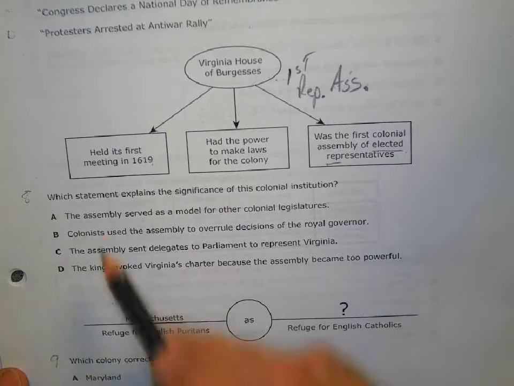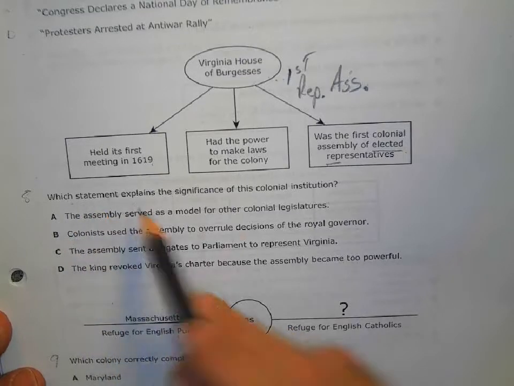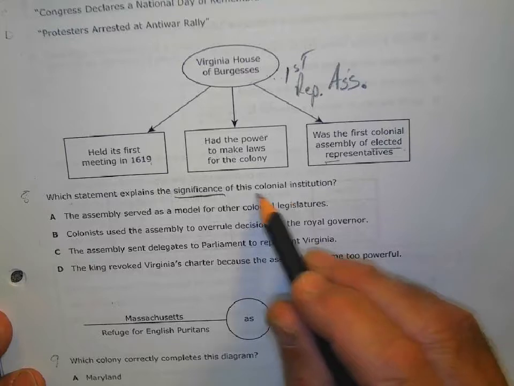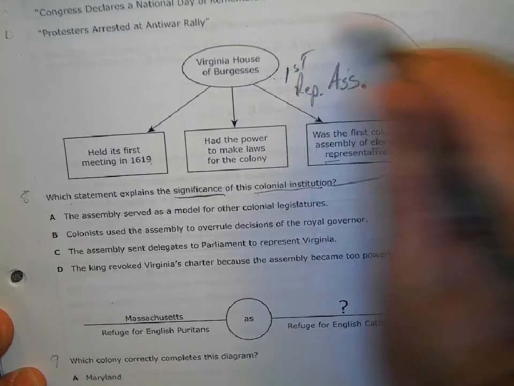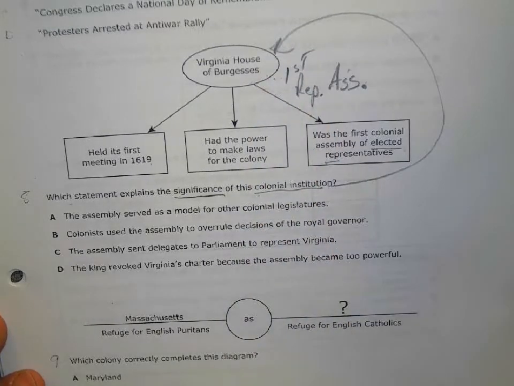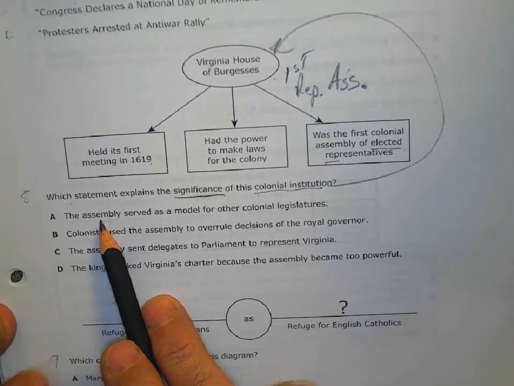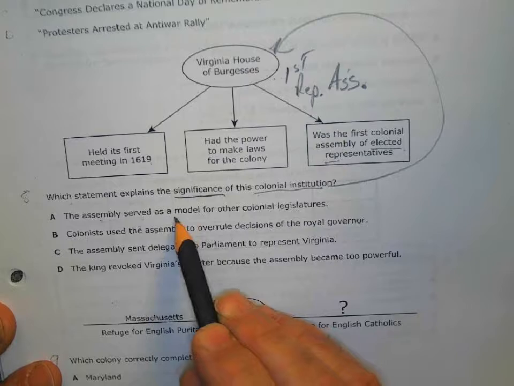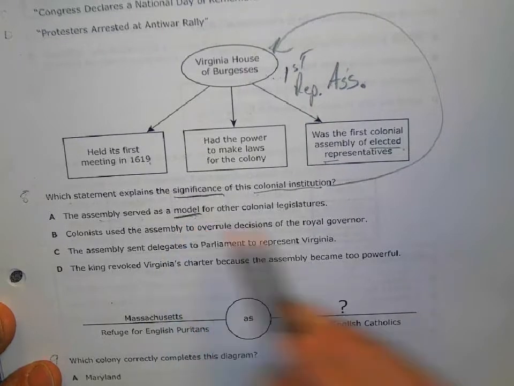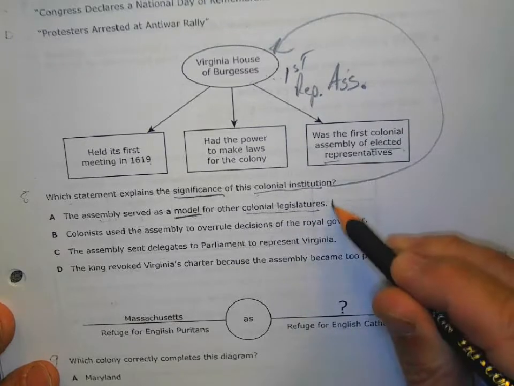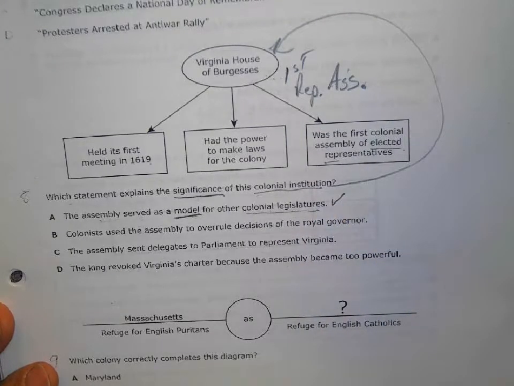Let's look at the question here. The question says, which statement explains the significance, big fancy word for importance, of this colonial institution? Of course, the colonial institution they're talking about is the Virginia House of Burgesses. Looking through this first here, it says the assembly served as a model, so remember that's from science, an example for other colonial legislatures. All right, that sounds pretty good. I'm going to give it a check mark there.